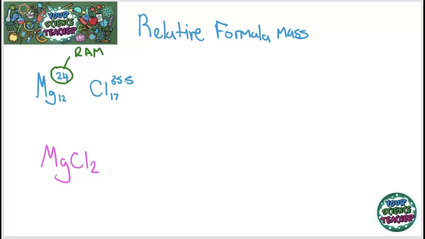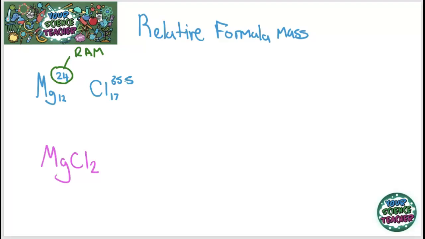Sometimes given the name RAM. And if we look at chlorine as well, chlorine has an atomic number of 17, and it has a relative atomic mass of 35.5.